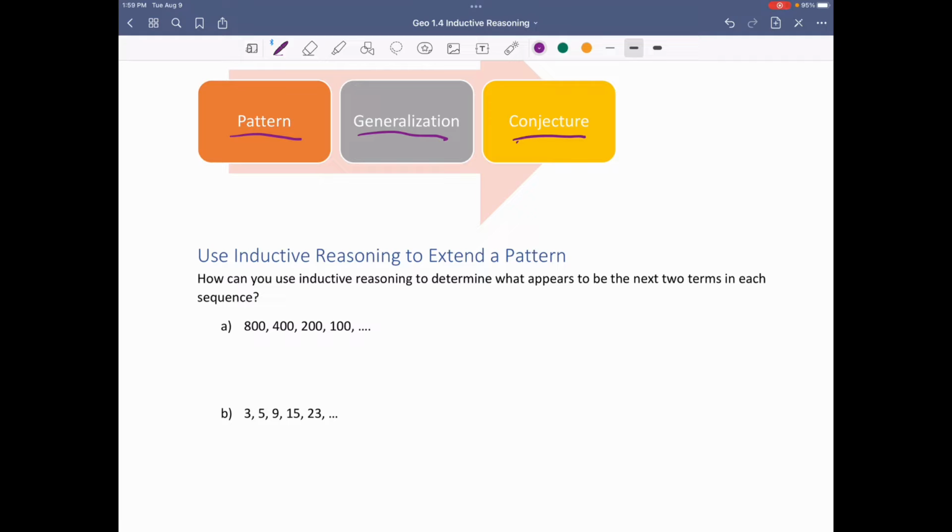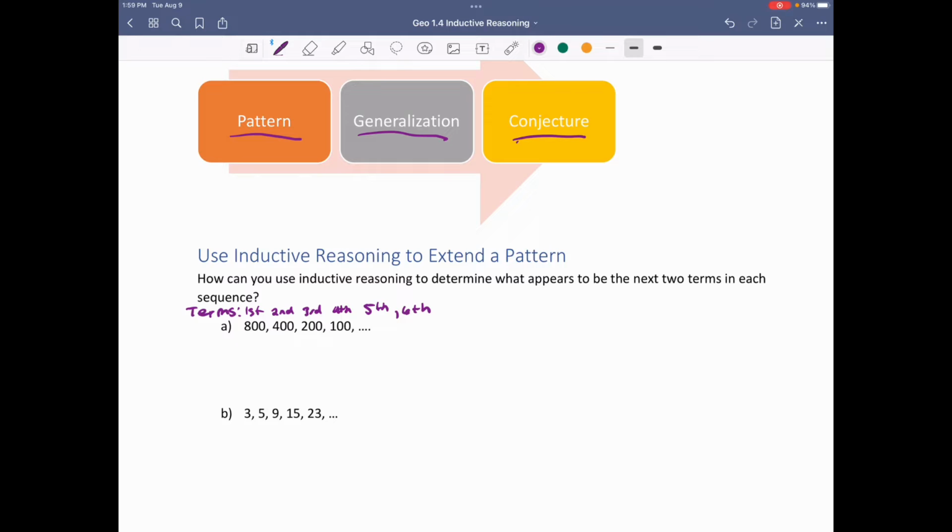So here's the first example. We have 800, 400, 200, and 100. Now, each of these are called the terms. And 800 is our first term, 400 is our second, 200 is our third, and then 100 is our fourth. With the patterns that we will solve out, we will also find the fifth and sixth.